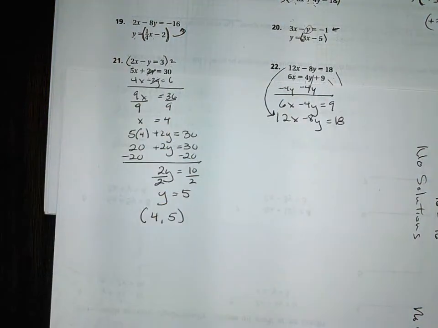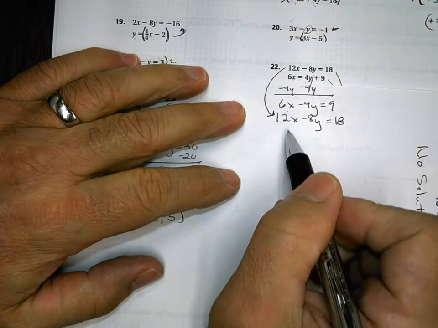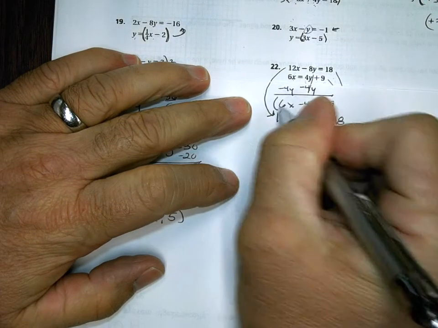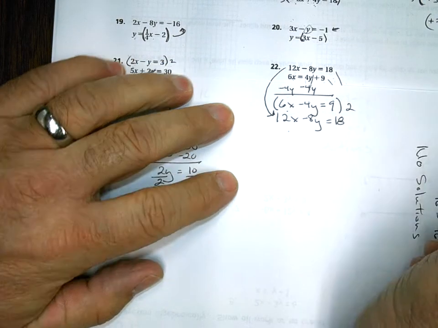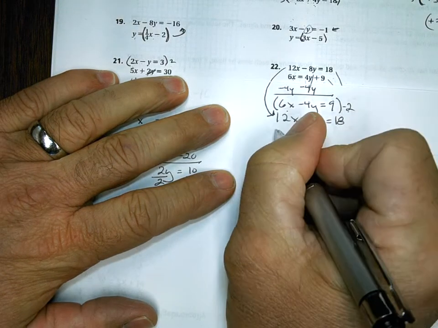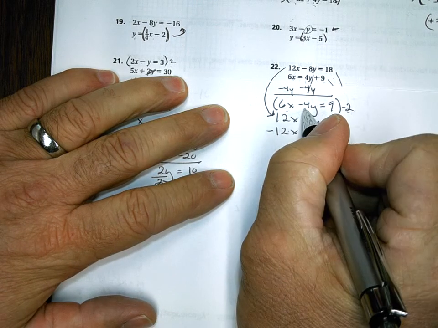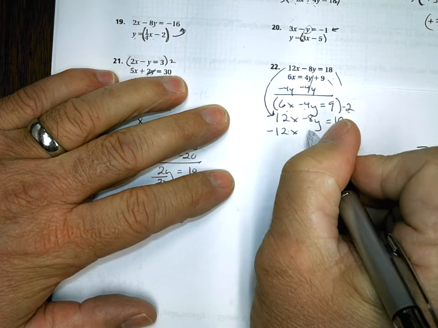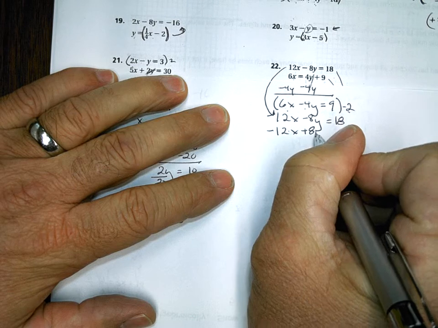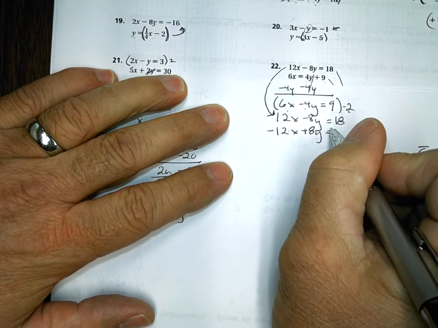Okay, so now we need to decide what we are going to do to get rid of the x's or the y's. And it looks like if I multiply by -2, I'll get -12x, and my x's will cancel. So multiplying -2 times 6x is -12x, just like I wanted. -2 times -4y is +8y, and that doesn't look promising. -2 times 9 is -18. Don't forget your negative.